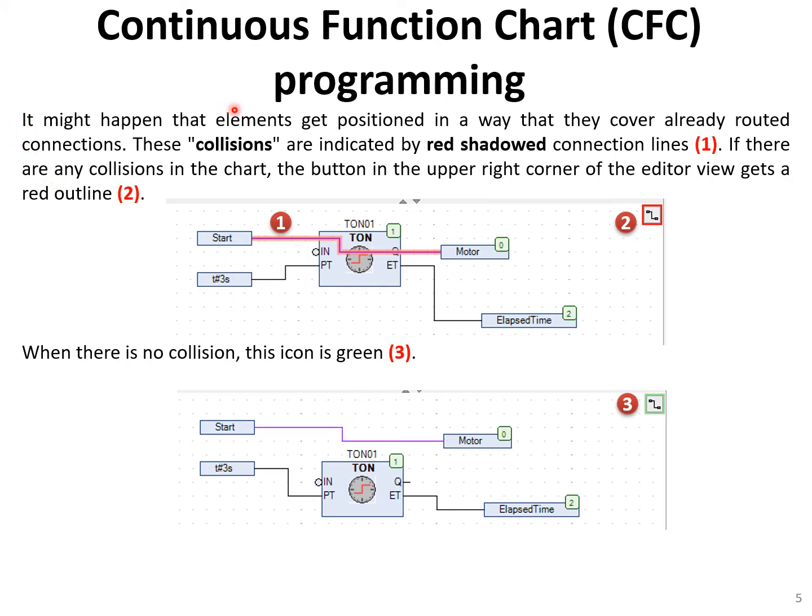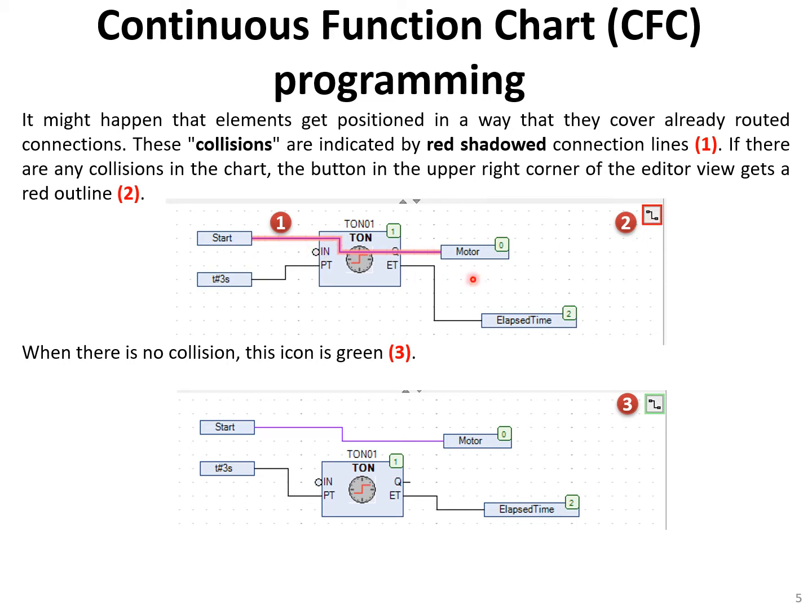It might happen that the elements get positioned in a way that they cover already routed connections. So for example, here you see that the line goes through one box. These collisions, so we have a collision between the line and the box, are indicated by red shadowed connection lines. If there are any collisions in the chart, the button in the upper right corner of the editor view gets a red outline. Okay, so this button.